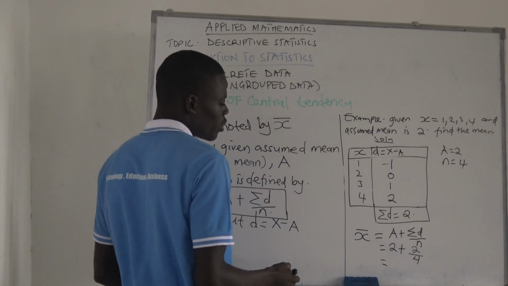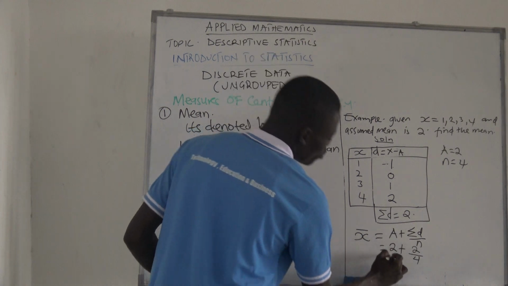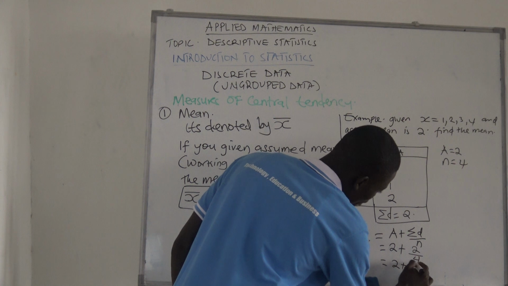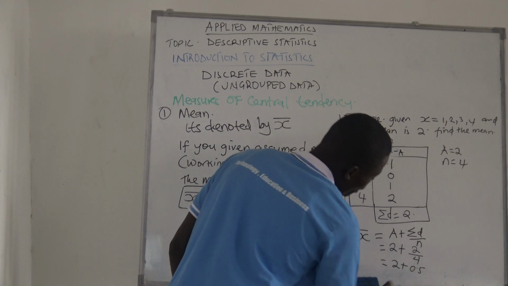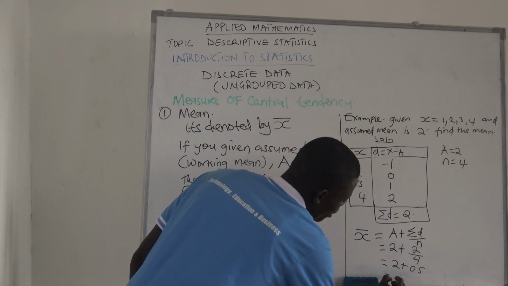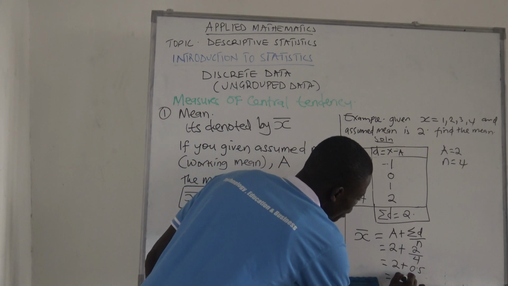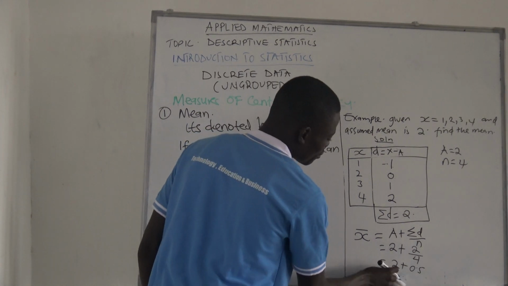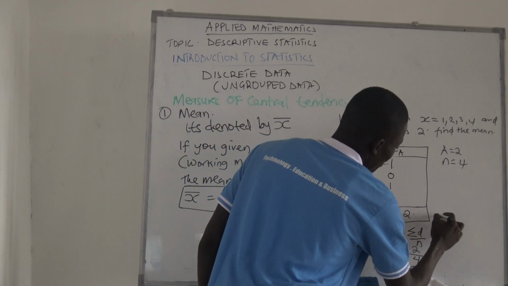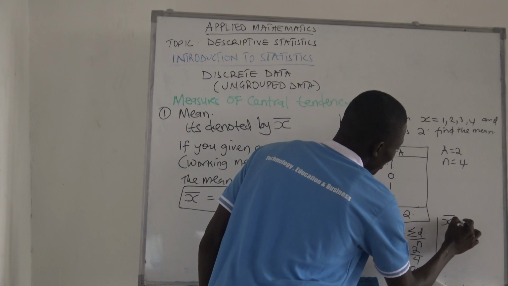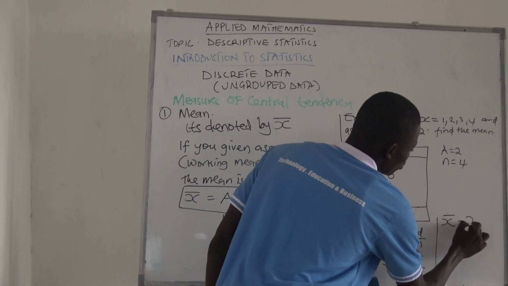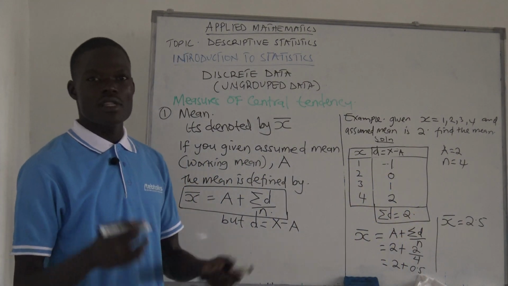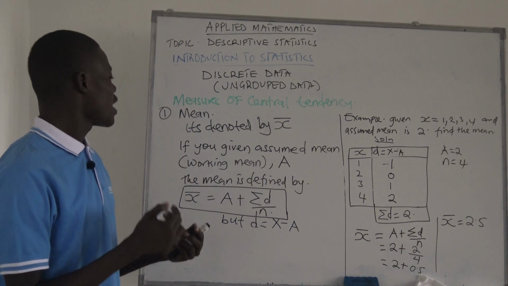Then here we follow the rule of BODMAS: 2 plus 2 divided by 4, we get half, which is 0.5. So what do we get? We get 2.5. So our mean x bar becomes 2.5. That one becomes our mean. That's how we calculate the mean given the assumed mean.